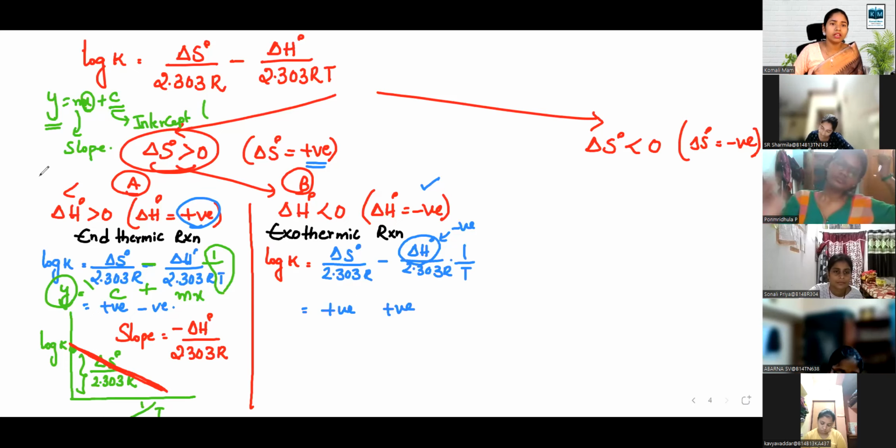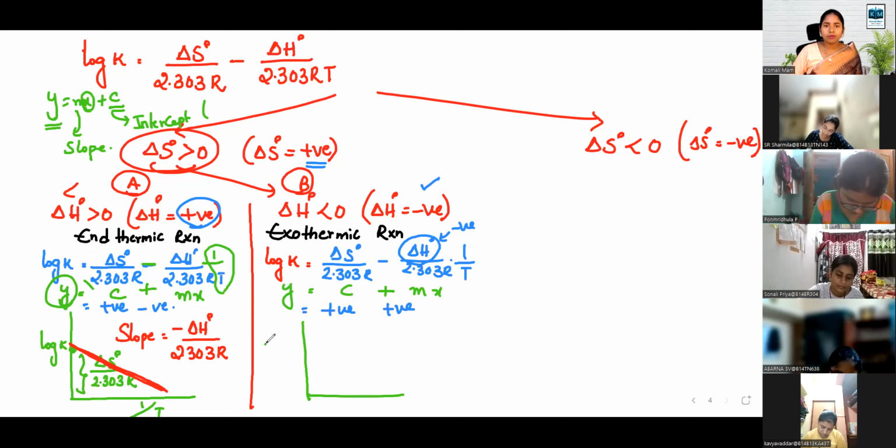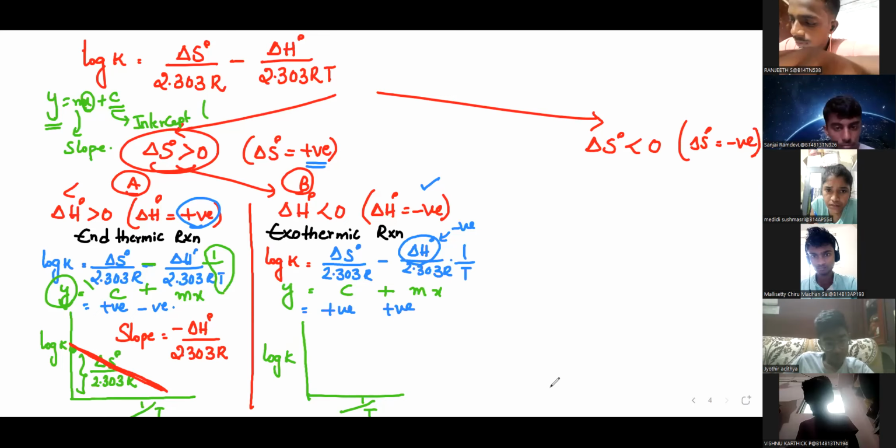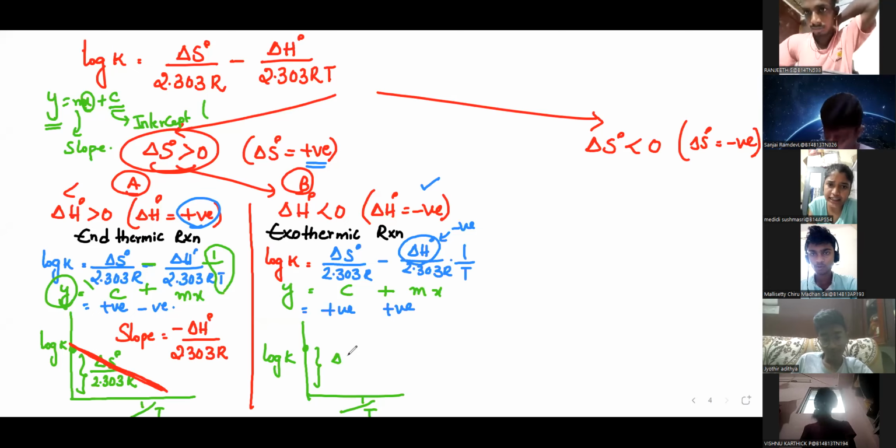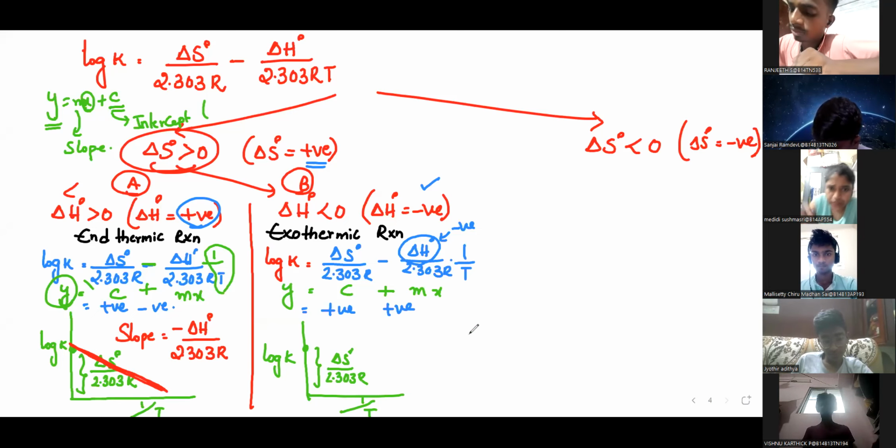Now see the graph, how it will be. Now equate that with y is equal to mx plus c. Draw the graph, everybody. On the y-axis, I'm going to take log k, and on the x-axis, I'm going to take 1 by t. What is the intercept? Say it loudly. Shout the answer. Delta S naught by 2.303 R. Super. Positive slope or negative slope?